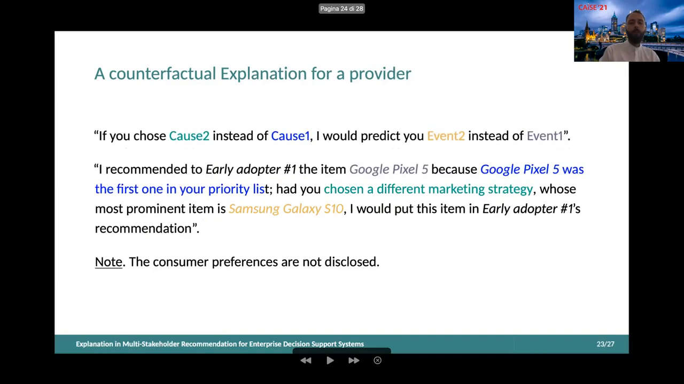The same is true for the provider. I can say, I recommend to early adopter number one the Google Pixel 5, because Google Pixel 5 is the first on your priority list, because a provider can give the system a sort of priority list that prioritizes the selling of a specific item. The second part of the explanation is: if you choose a different marketing strategy, the second cause, with the most prominent item being Samsung Galaxy S10, I would put this item in your adopter recommendation. Also in this case, the provider understands that in such a way he drives the recommendation process, because only the action that he takes changes the final recommendation list. And also in this case, the consumer preferences are not disclosed.